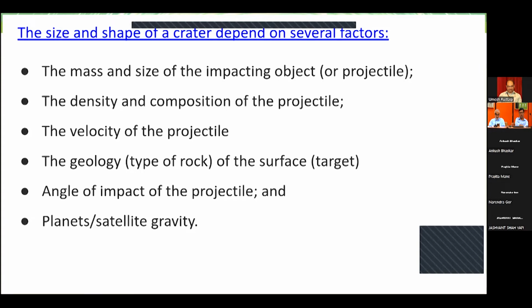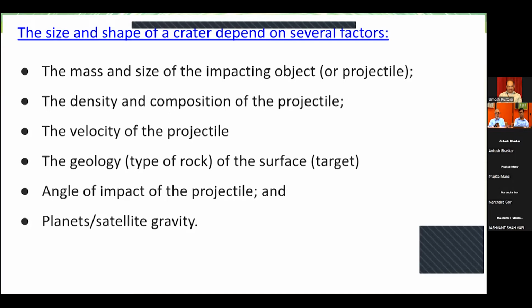Then not only the impactor, but also the target material, the surface it is hitting, matters: whether it is sand or desert, a sedimentary rock, or a basalt like in Maharashtra, the Deccan Trap, which is very hard. The hardness or type of geology of the terrain matters a lot in the formation of craters and their shape and size.